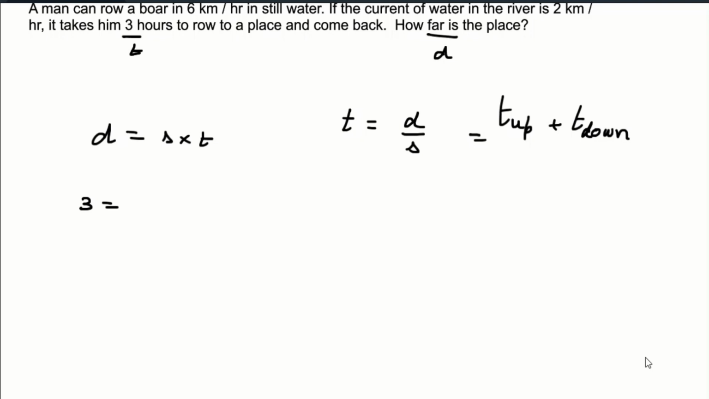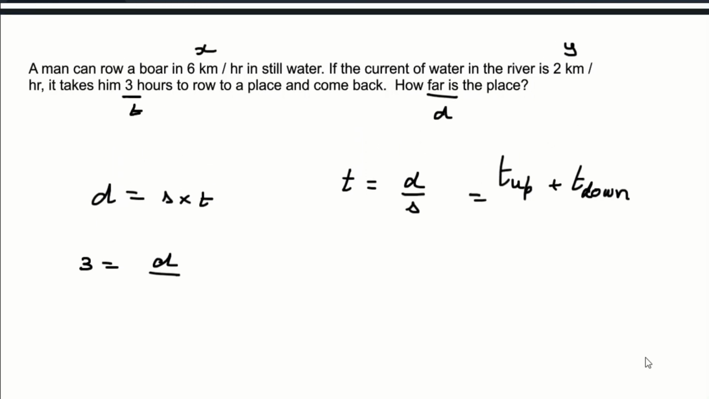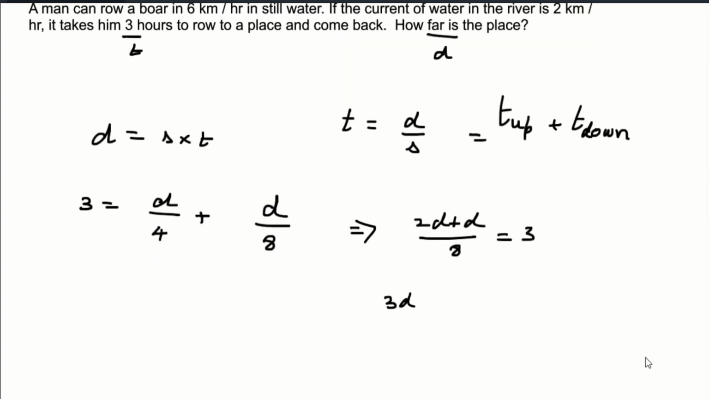I don't know what is the distance. He is asking me to find that. What is the speed upstream? Upstream is x minus y, that is 6 minus 2, 4, plus time taken downstream. Again, for downstream I don't know what is the distance, but speed is x plus y, 8. This is what I know. So now taking LCM here, I get 2d plus d by 8 equals 3. I have taken LCM, which gives 3d by 8 equals 3. 3 and 3 getting cancelled. So the total distance is 8 kilometers.